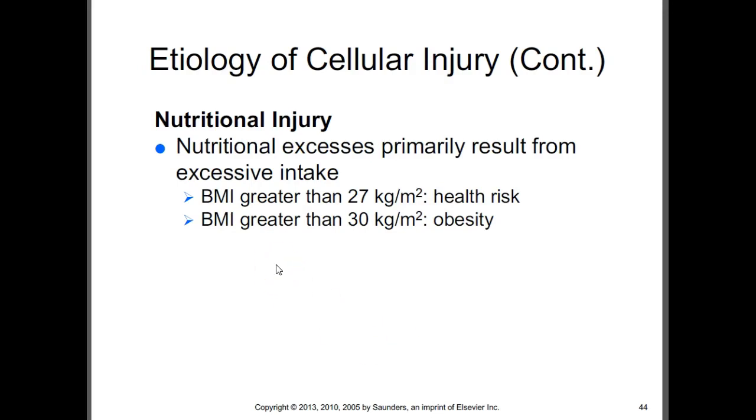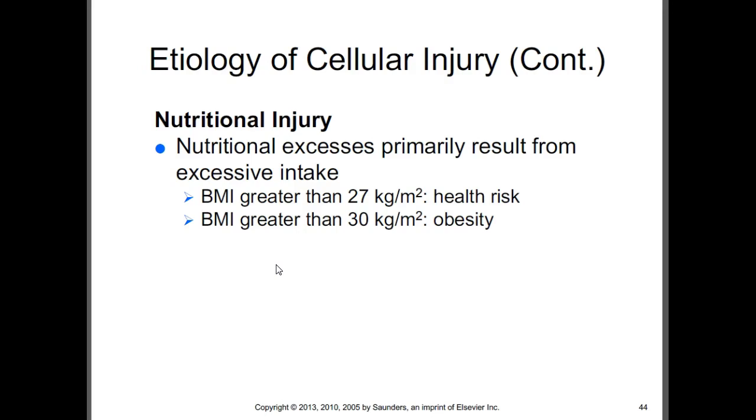All right, so BMI, right? Nutritional excesses primarily result from excessive intake. A BMI greater than 27 imposes a health risk. Up to a BMI of 27 has not been found to have any higher incidence of heart disease. So most findings have found that anything above 27 poses a health risk. And then of course a BMI greater than 30 is going to be obesity, right? And then over 35 or 40, you're going to see morbid obesity.